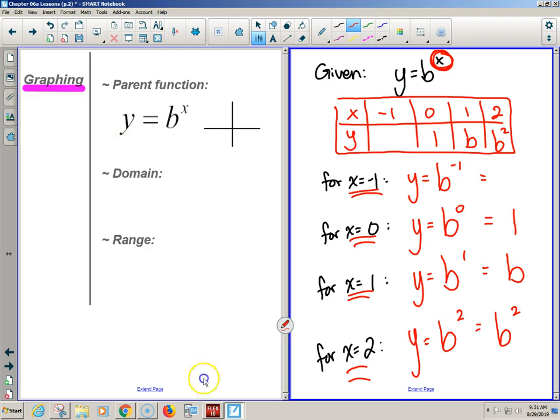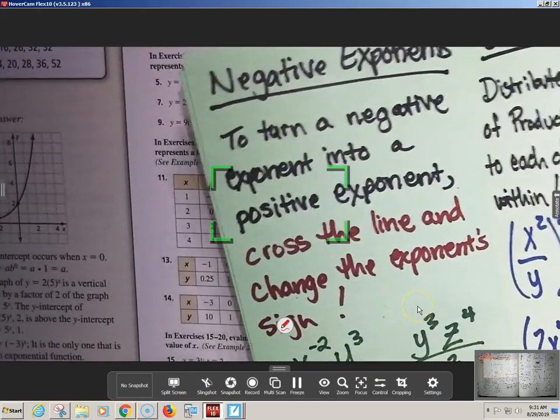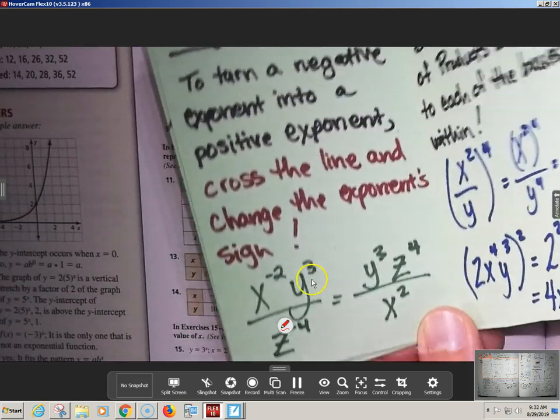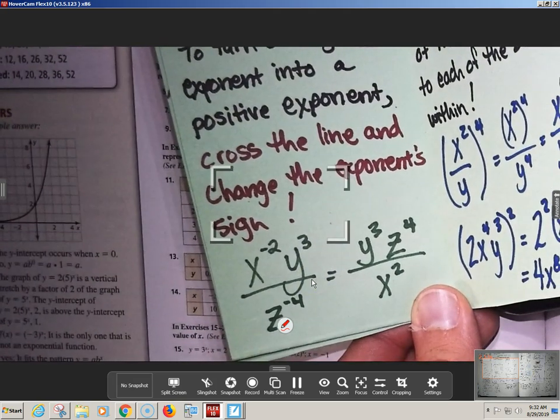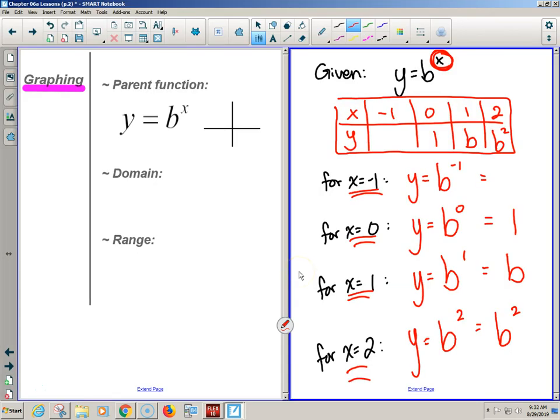Okay, so negative exponents, if we turn to our flip book, page 3, what does it say? To turn a negative exponent into a positive exponent, what are we going to do? Flip it. Cross the line, change the exponent sign. Now, hold on. How does flipping work if you don't really have a denominator? You make a denominator. Anything is over 1. Make a denominator.